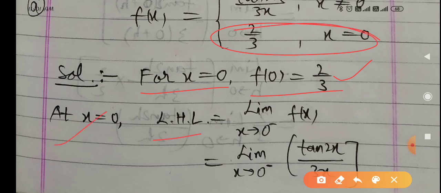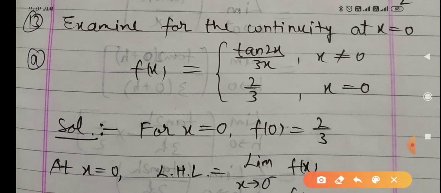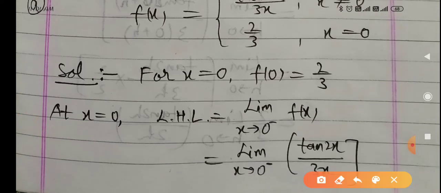At x equals 0, LHL is the limit as x tends to 0 minus of f(x). For both 0 minus and 0 plus, you have to take the function tan 2x upon 3x, because when x is not equal to 0, the function is tan 2x upon 3x. Less than 0 means not equal to 0, greater than 0 means not equal to 0. So for less than 0 the function will be tan 2x upon 3x, and for 0 plus also the function will be tan 2x upon 3x.